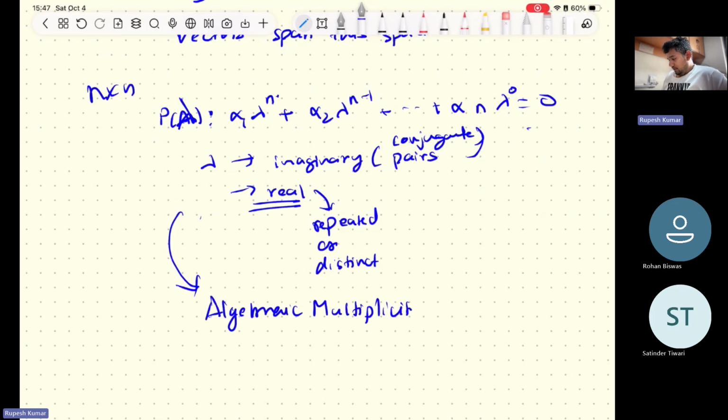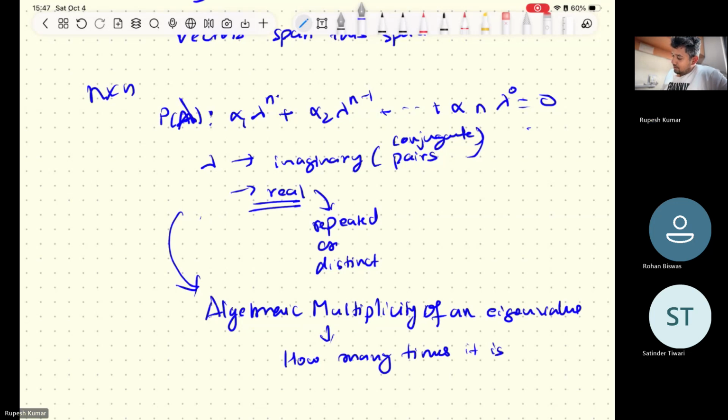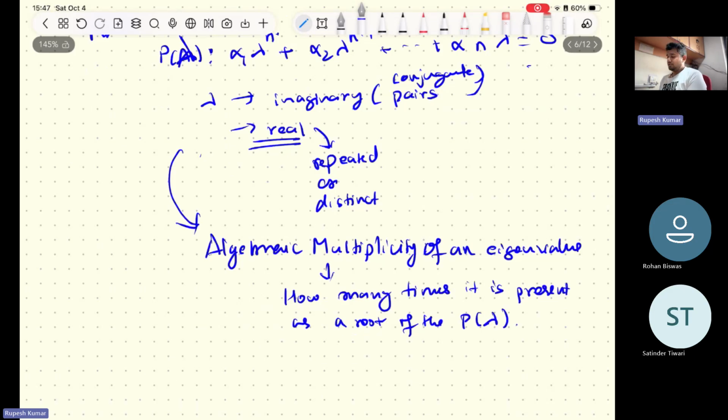multiplicity, which is AM equals to... and note that whatever terms from now onwards I'm going to talk about, they only consider a single eigenvalue. What will it be? How many times it is present as a root of the characteristic equation P(lambda), right? So this is algebraic multiplicity. That's it, right? This is the definition of algebraic multiplicity.